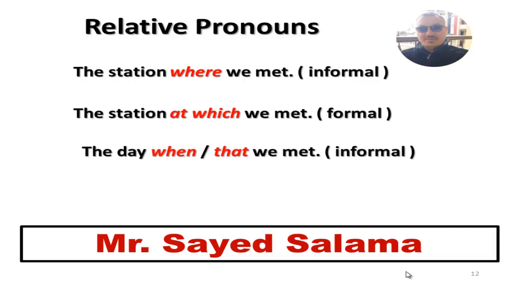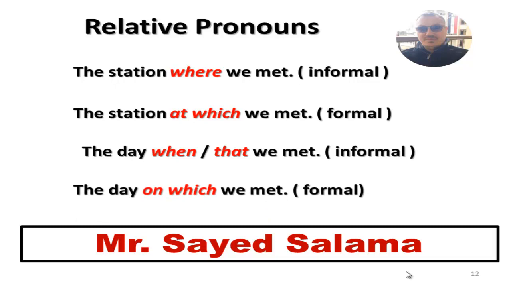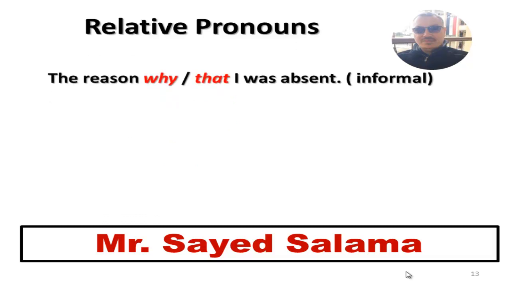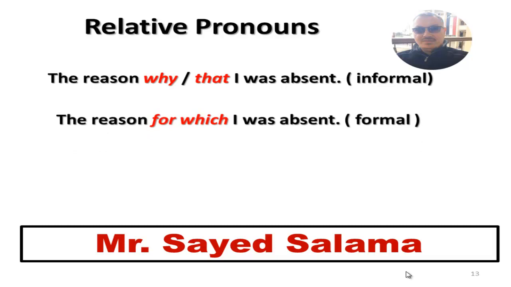The day when or that we met, this is informal. You can also say the day on which we met, this is formal. The reason why or that I was absent, this is informal. The reason for which I was absent, this is formal.